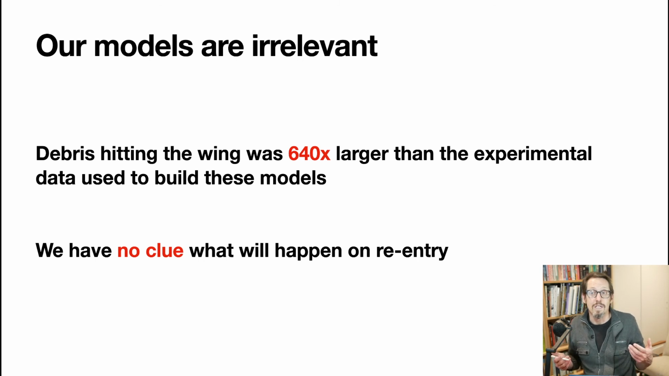So if they had a slide that looked a little bit more like this: our models are irrelevant. Debris hitting the wing is 640 times larger than the experimental data we used to build our model, so we have no clue what will happen on reentry. If you had a slide like this, then very likely they would not have made the decision to go ahead and try to bring the orbiter home. They would have sent out a rescue mission maybe.